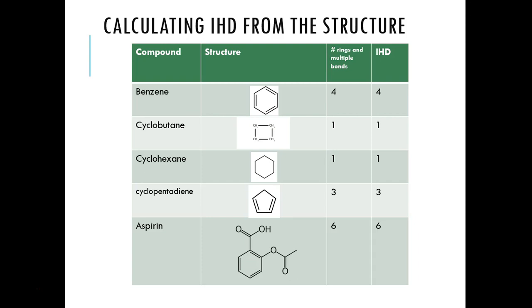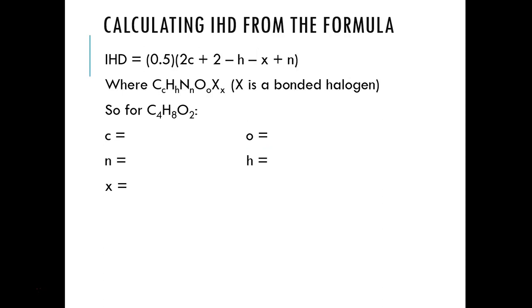Going back the other way is a little more challenging. So when you calculate IHD from the formula, you have what looks to be kind of a long and cumbersome formula, but it's really pretty simple. The IHD is 0.5 times (2 times the number of carbon atoms plus 2 minus the number of hydrogens minus X, which is the number of halogens, plus N, which is the number of nitrogen atoms), where the following is true. So that just shows you that little c is the number of carbon atoms, etc. Now notice that oxygen does not factor into the IHD. We're addressing that specifically because people really think that it should, but it doesn't.